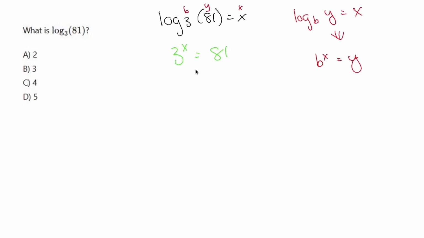Now what does that do for me? I can rewrite 81 as 3 to the 4th power. So 3 to the x equals 3 to the 4 means, since they have the same base and they equal each other, I can say that x equals 4. Which means log base 3 of 81 is just 4. And that's it, we're done.